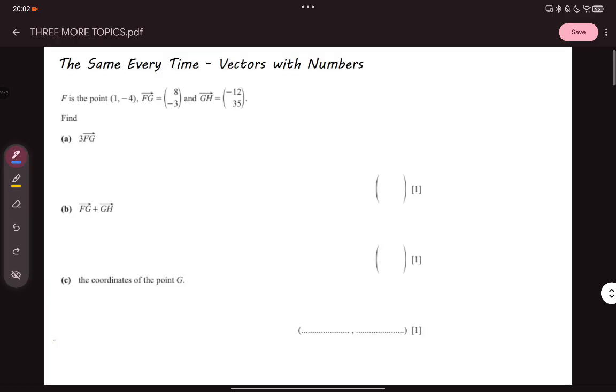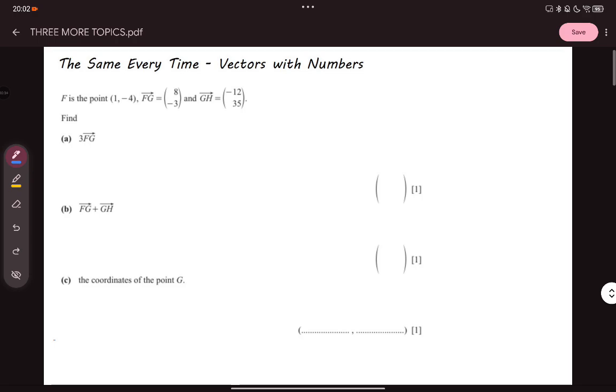Why not try this question? Pause the video, have a go. If you've watched the other videos in this particular set, you should know how to do at least part A, part B. Anyway, while you've paused that, I'll have a go at this myself.